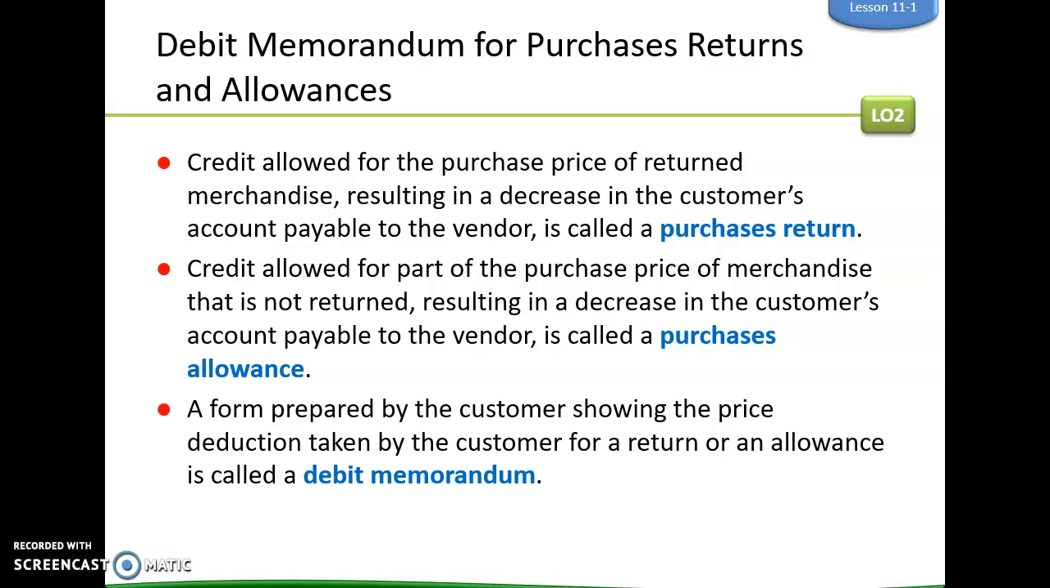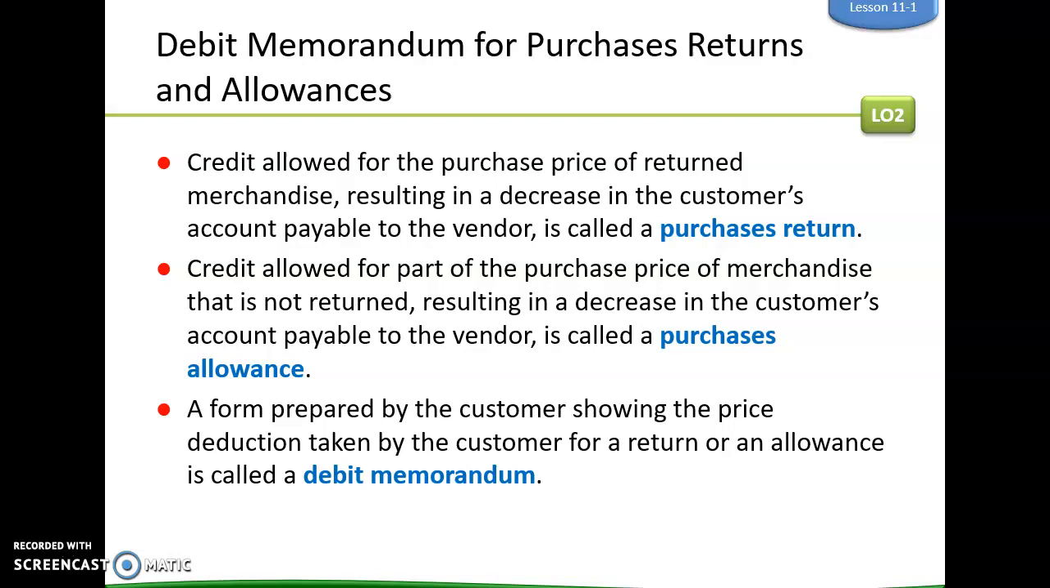So credit allowed for part of the purchase price of merchandise that is not returned, resulting in a decrease in the customer's account payable to the vendor, is called a purchases allowance. So in the first one, they're returning the whole item. In the second one, we're letting them keep the item maybe at a reduced cost. So a purchases return or allowance should be confirmed in writing, and a form prepared by the customer showing the price deduction taken by the customer for a return and allowance is called a debit memorandum. So it's called this because the customer records the amount as a debit to the vendor's account.